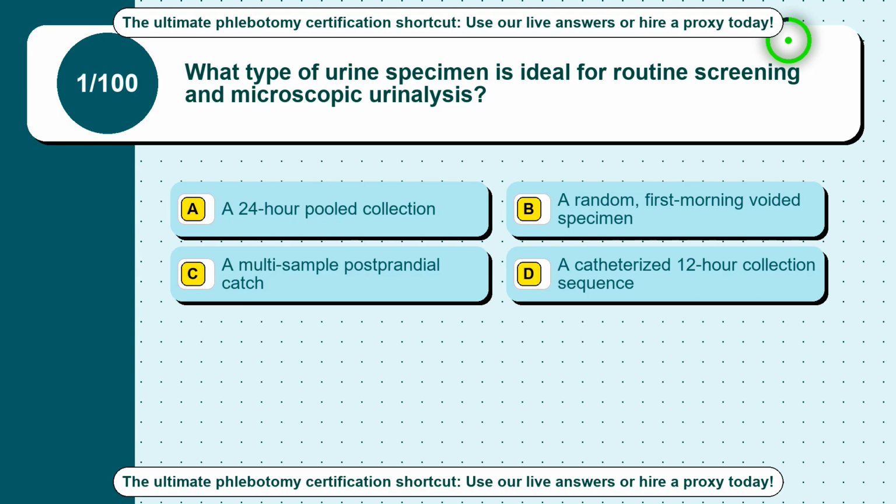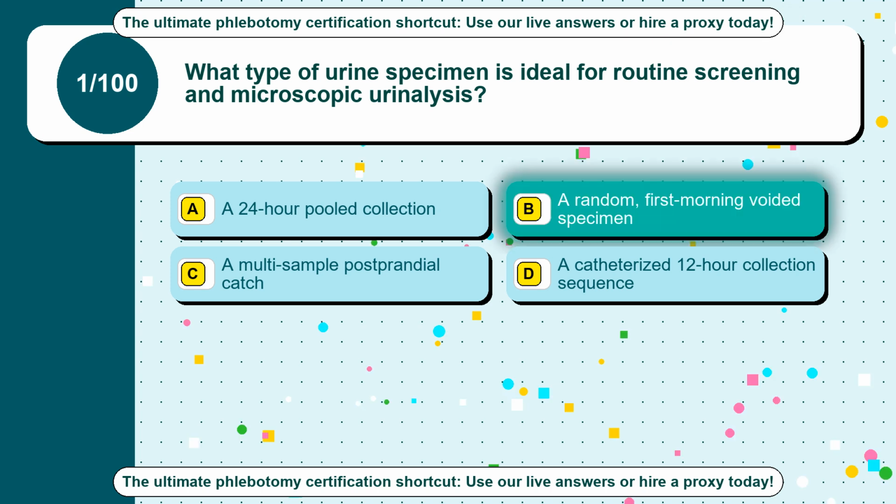Question 1. What type of urine specimen is ideal for routine screening and microscopic urinalysis? Option A, 24-hour pooled collection. Option B, a random, first morning voided specimen. Option C, a multisample postprandial catch. Option D, a catheterized 12-hour collection sequence.